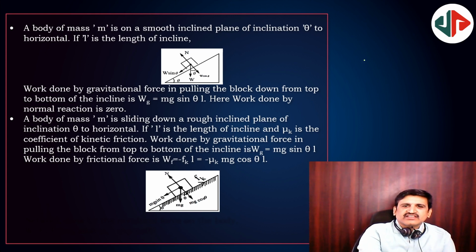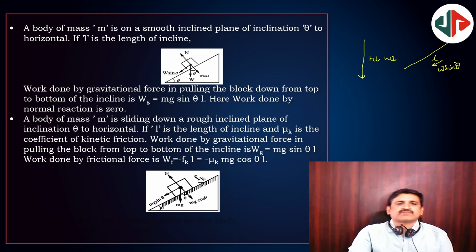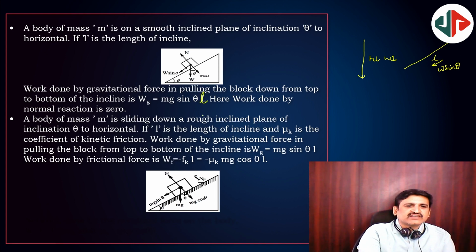That means if you are thinking about this displacement, then you have to think about this force. If you are thinking about this displacement, then you have to think about this force W sin theta. So whatever the respective thing. So mg sin theta into L, and if friction is there, then mu mg cos theta into L will come against friction. So this is L, not 1. The remaining things are as usual.